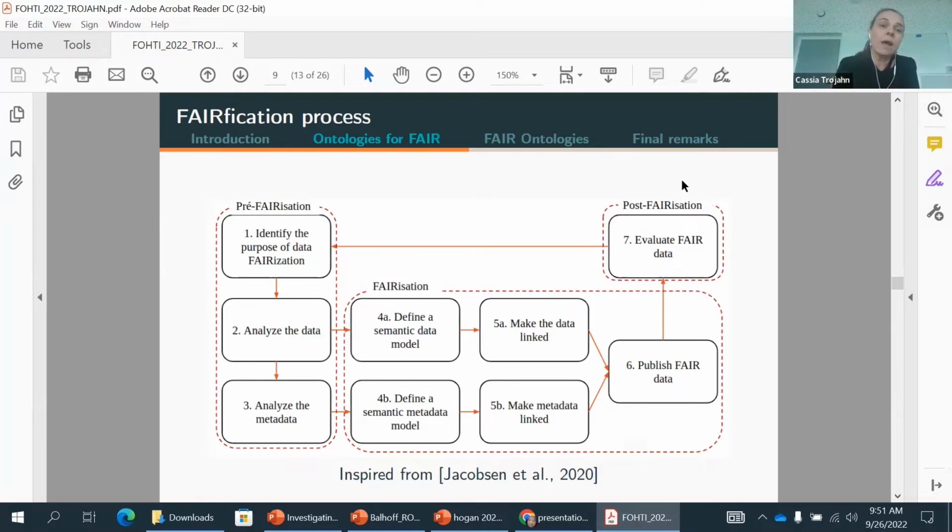You have analyzed the data with the data providers and also with a small group of data consumers. You have analyzed the metadata, and what you have been working on until now is defining the semantic model for describing this data and for describing the metadata. So this is what you have been working on. I just presented a little of what you have done in steps 4A and 4B, as in the next slide, please.